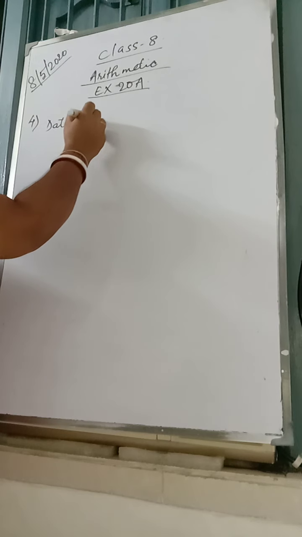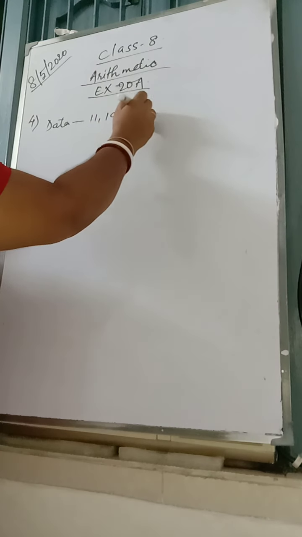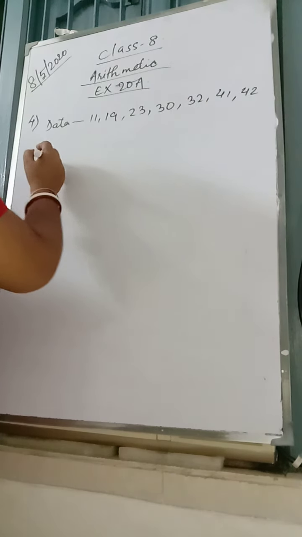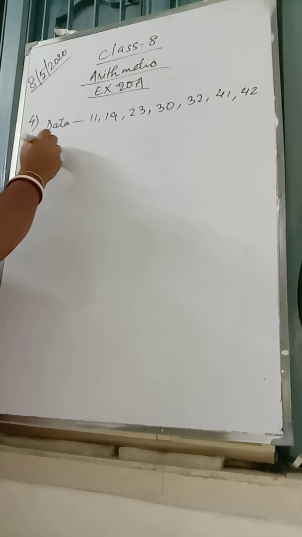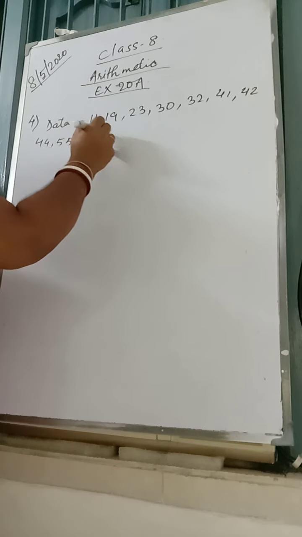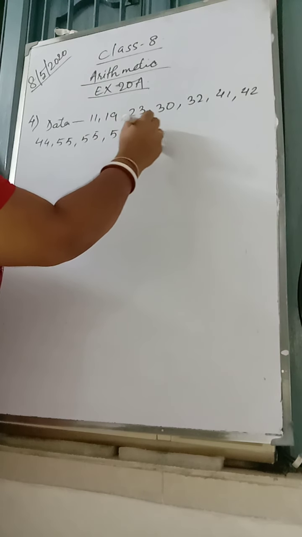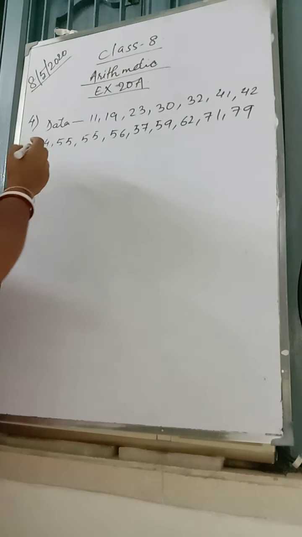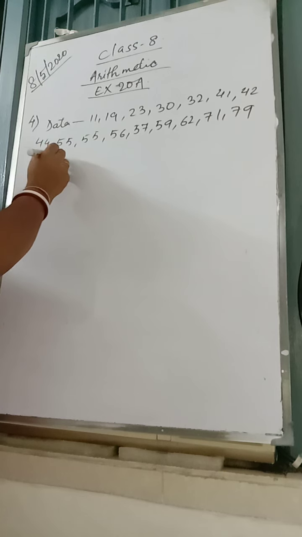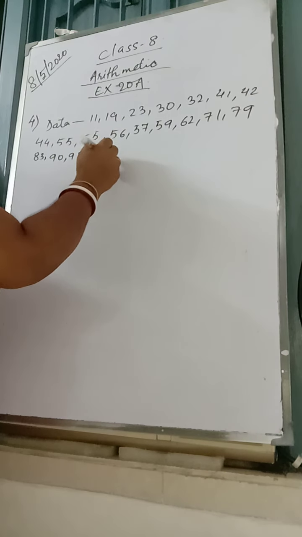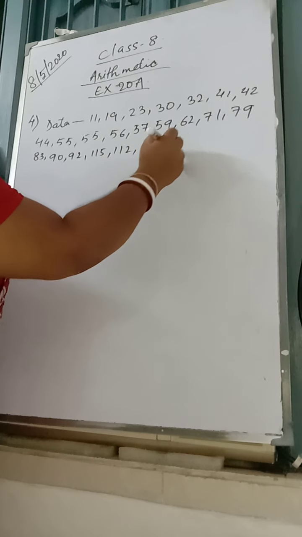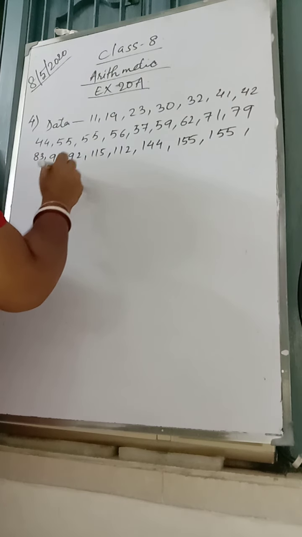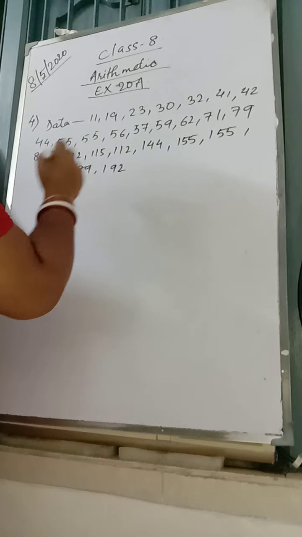The data is: 11, 19, 23, 30, 32, 41, 42, 44, 55, 55, 56, 57, 59, 62, 71, 79, 83, 90, 92, 115, 112, 144, 155, 155, 167, 189, and 192.